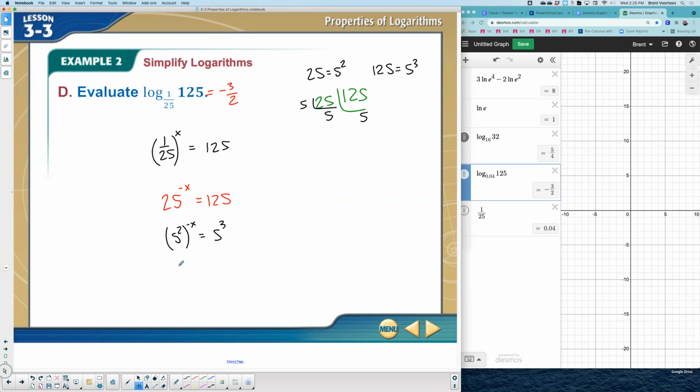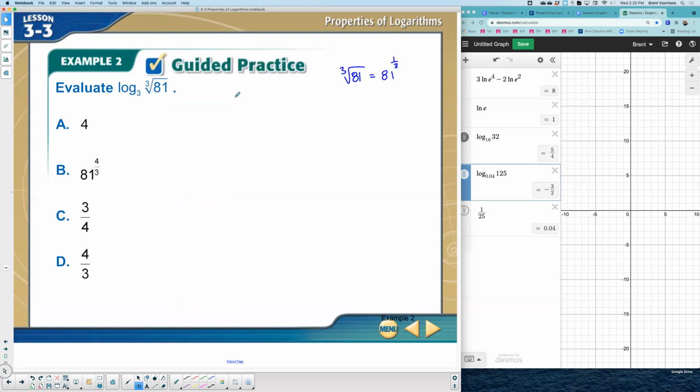Power to a power multiplies. So it'd be 5 to the negative 2x. Those multiply. 2 times negative x is negative 2x. And 5 cubed. Since I have a 1-to-1 common base, I could cancel these out. And negative 2x equals 3, which finally, when you divide by negative 2, we find out x equals negative 3/2. That's how you got that answer.